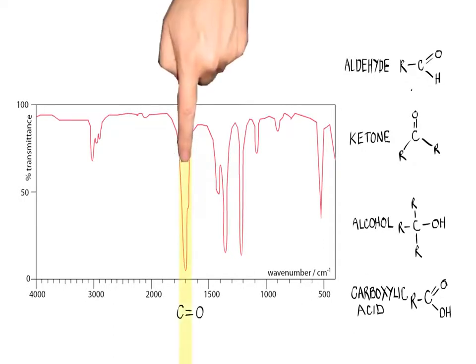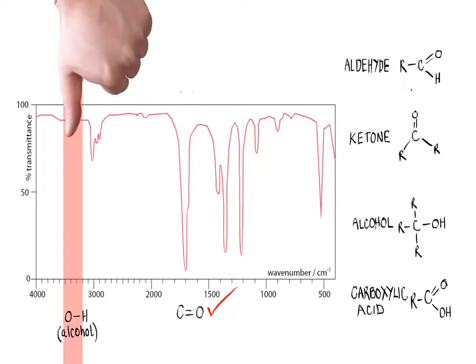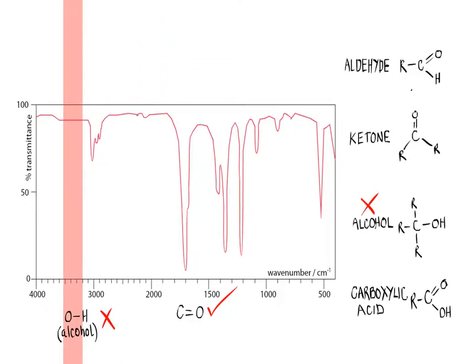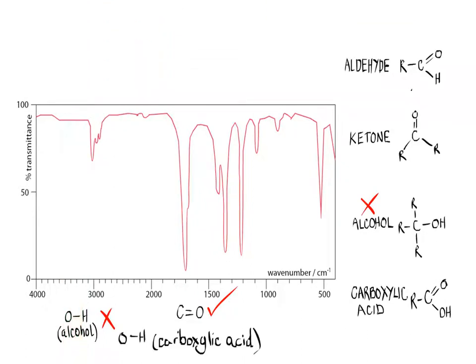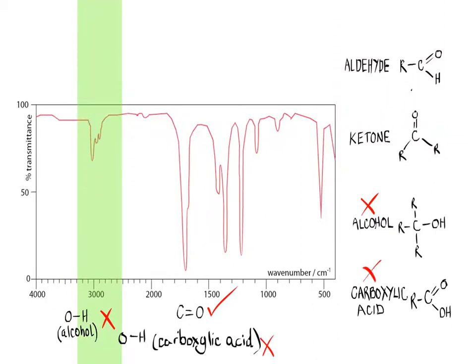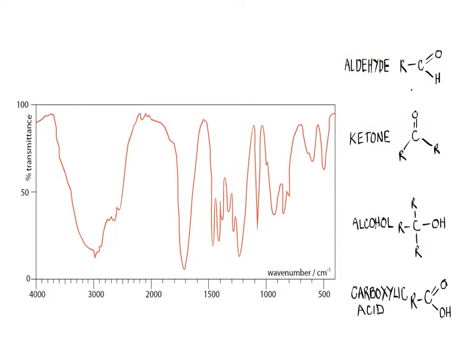Does it have the finger? Yes, it does, which means it has a carbonyl, that is, a C=O group. Now let's check for the alcoholic O-H with the thumb. No broad thumb-shaped peak between 3200 and 3550. Now let's try the carboxylic acid O-H group. No very broad cucumber-shaped peak between 2500 and 3300. So our compound could either be an aldehyde or a ketone, but with our present toolkit we cannot distinguish between the two. Now let's try this compound.